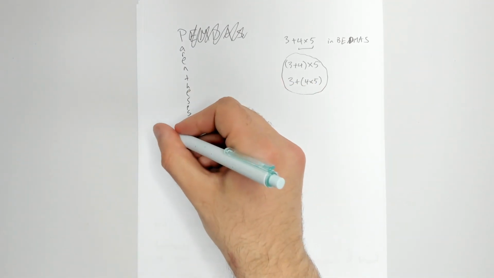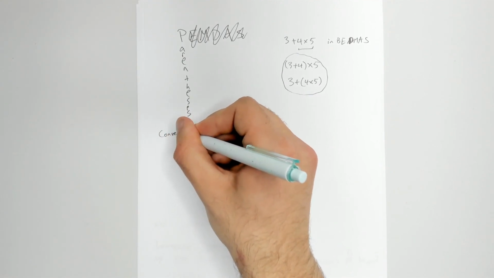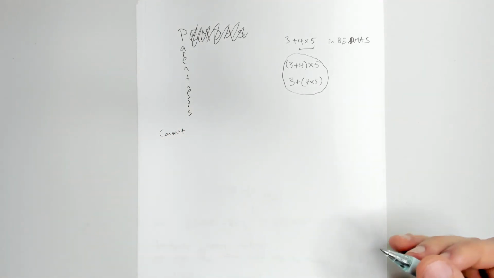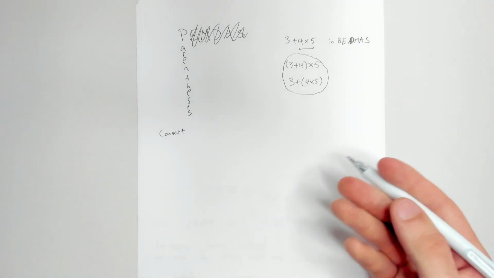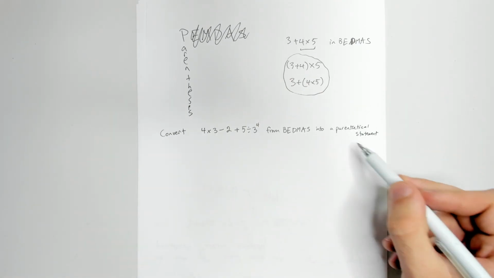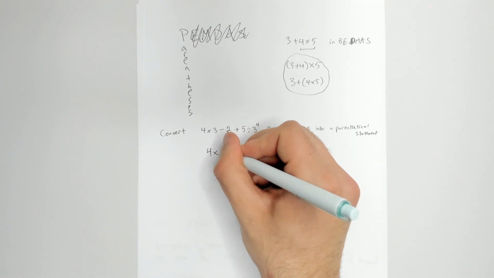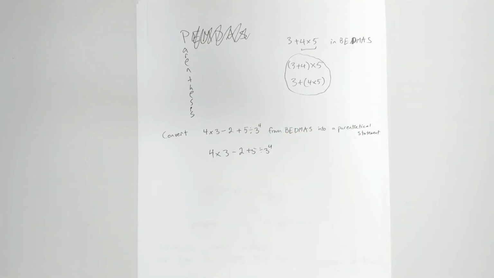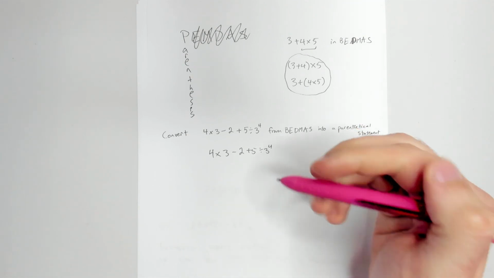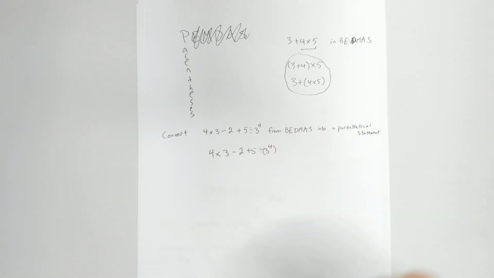So let's convert an expression from BEDMAS into something where we don't need any order of operations. It's just purely parenthetical, with parentheses. When I say a parenthetical statement, I just mean a statement where we're using parentheses to tell us the ordering, not a convention like BEDMAS. So if I rewrite the expression here, the first thing we want to do is the exponent. So this 3 to the power of 4, we're going to want to put that in parentheses. Next thing we have is the multiplication and the division.